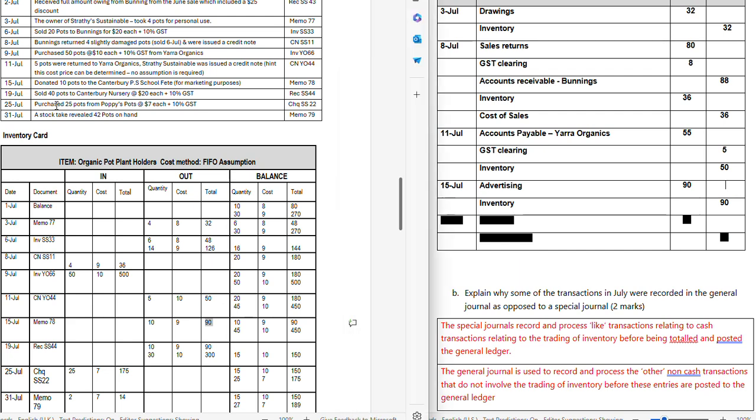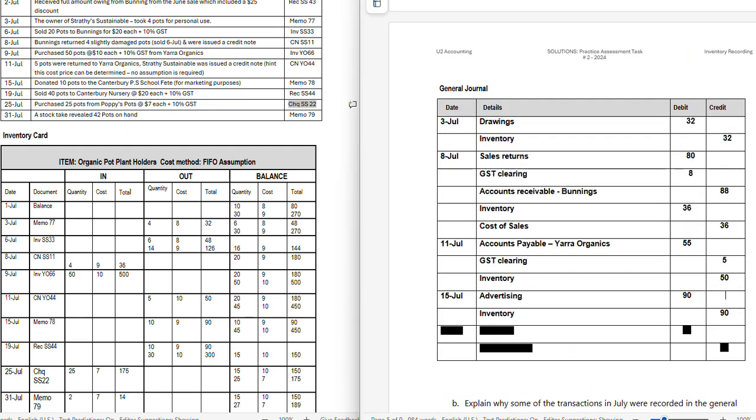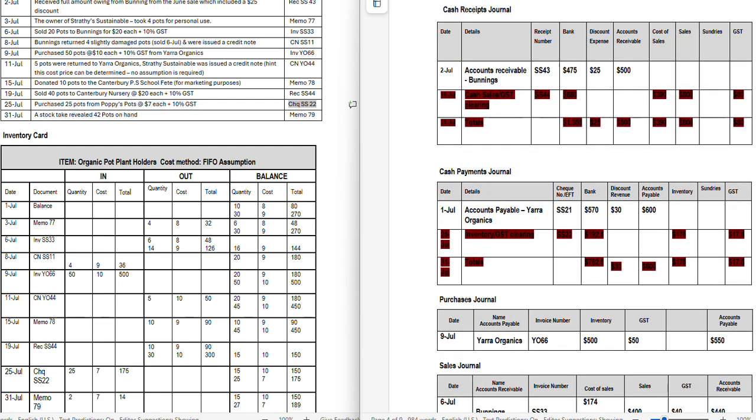On the 25th, we have purchased 25 units at $7 each. Doesn't tell us whether it's cash or credit. So back to that source doc. This says check. So if it's check or EFT, we know that that's a cash payment. So this needs to go in the payments journal. So therefore, what we're going to do is record that as inventory/GST, 175 in the inventory, 17.50 in the GST, total it up for your bank.